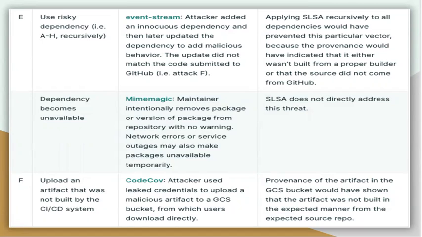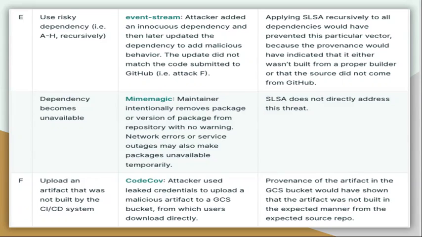How SLSA could have prevented this is that if you were applying SLSA recursively to all the dependencies, this would have prevented this particular vector, because the provenance would have indicated that either it wasn't built from a proper builder or that the source did not come from GitHub.